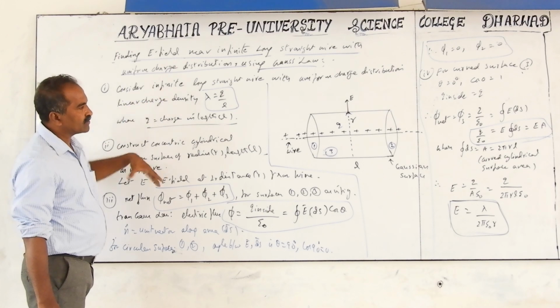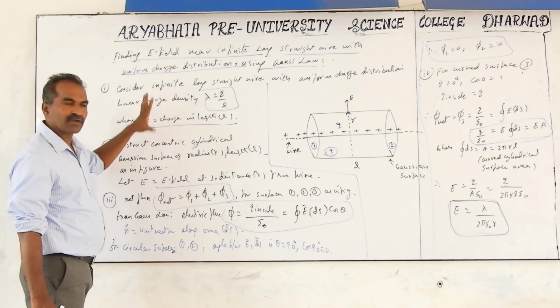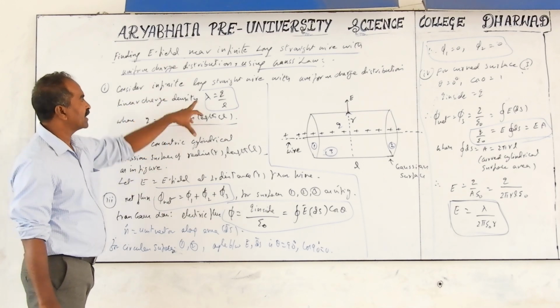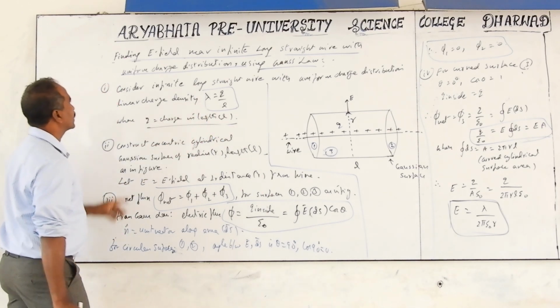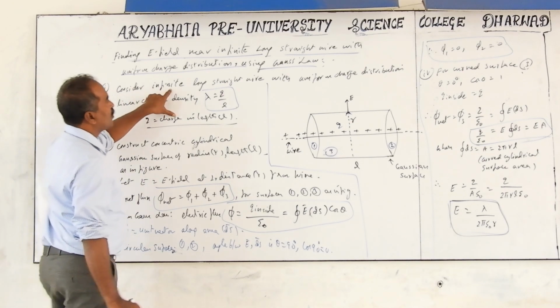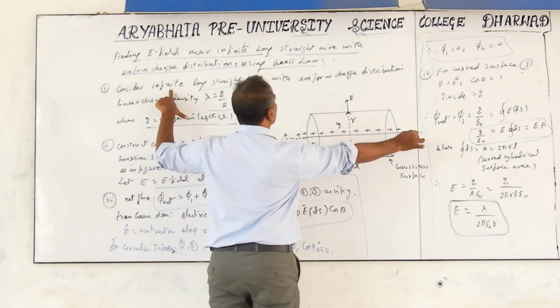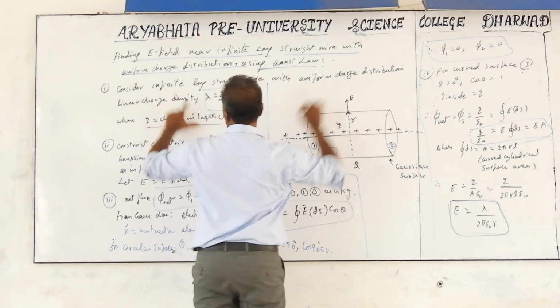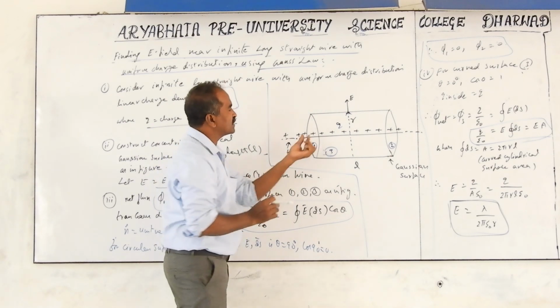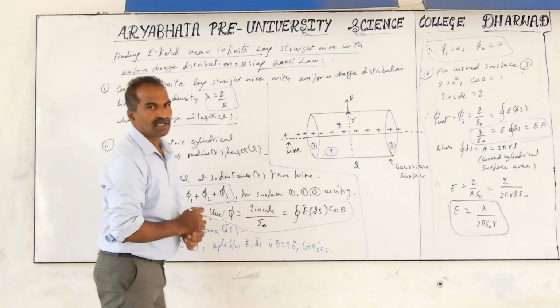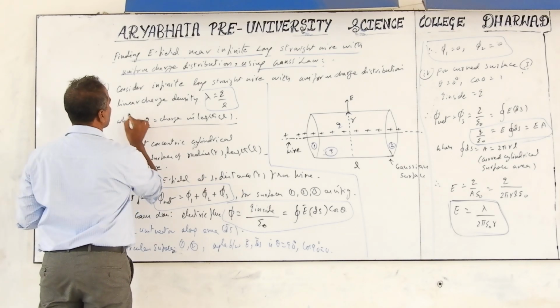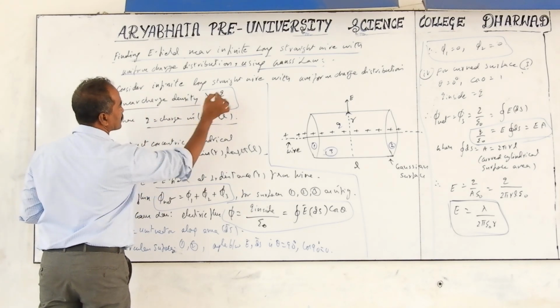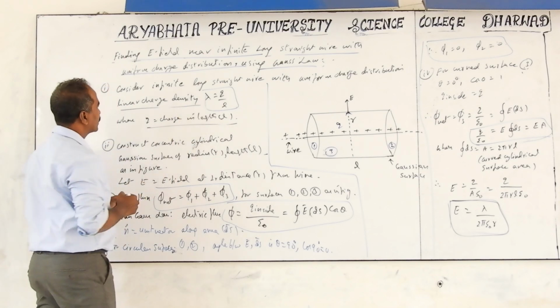You can write the sentences in your own way, or you can skip them, but the equation is compulsory. Whatever I have written in these formulas, we must not skip. Please take care of that. Consider an infinite long straight wire with uniform charge distribution. What is uniform charge distribution? The distance between the charges is constant. Next is linear charge density. Don't skip these points given under the blue marks.